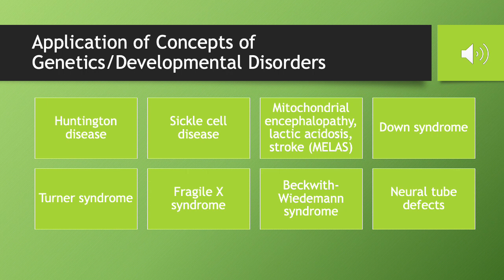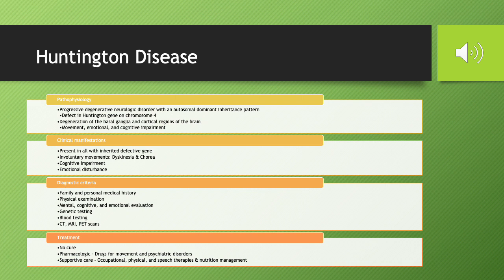So here's an overview of the different developmental and genetic disorders that we'll discuss today. There are several, and just again, look at the overall picture with these. Of course, there are differences that transcend, but again, these are genetic or developmental disorders that you should pay attention to. So we'll talk about Huntington's disease first.